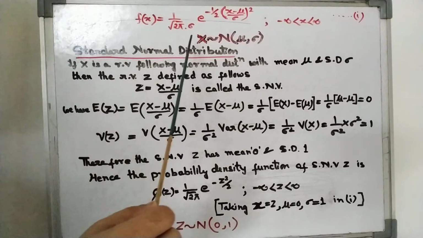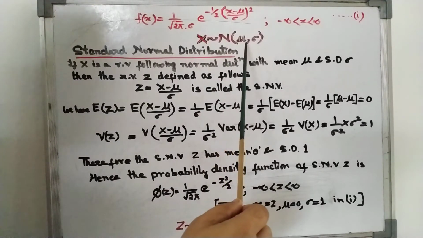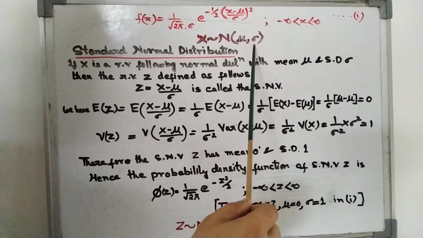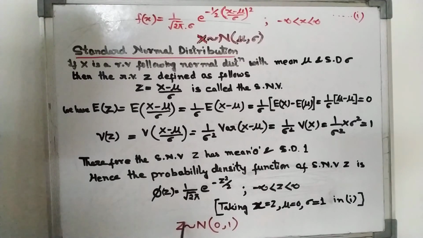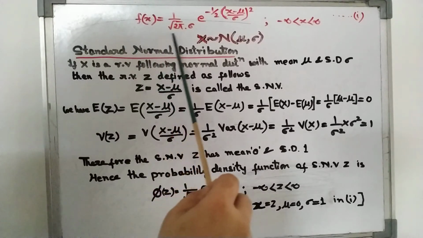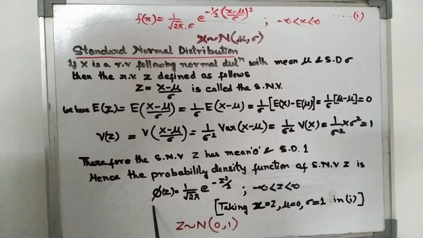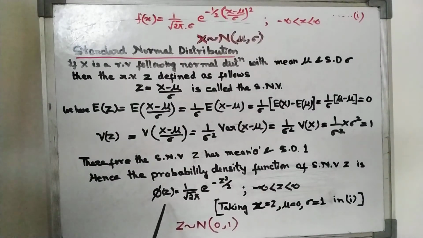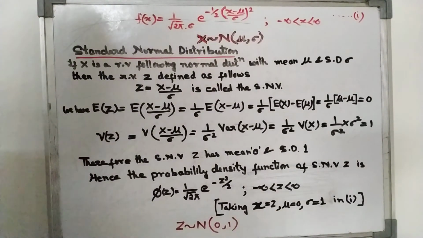As we have written symbolically that x follows a normal distribution with mean mu and standard deviation sigma, here we can write that z follows a normal distribution with mean 0 and standard deviation 1, or variance 1. So symbolically we write in this way, and the function form is this. This is called just the normal distribution and this is called the standard normal distribution. Why do we standardize it? Because the table values are given in the standard form, so we need to convert it into the standard normal distribution. Thank you.